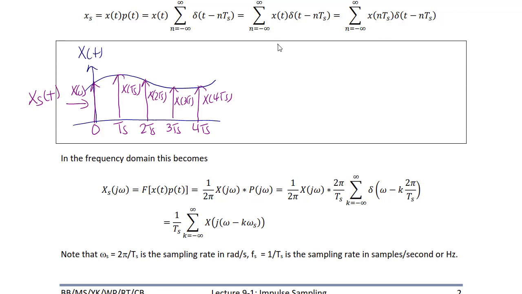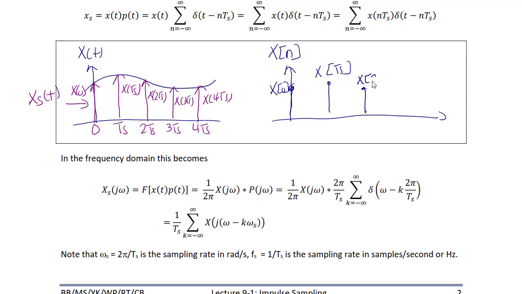Or as a discrete time signal, x[n], it would look like the following, where this is x(0), x(Ts), x(2Ts), x(3Ts), and so on.